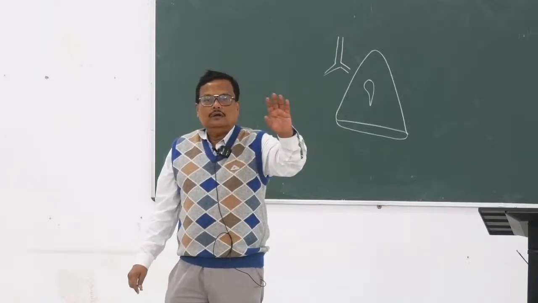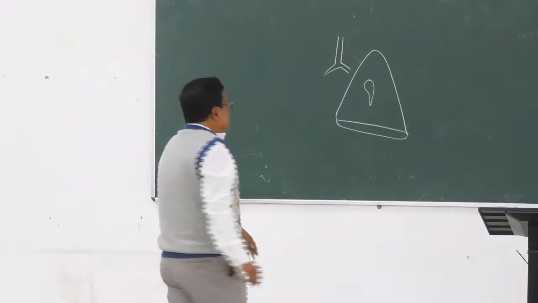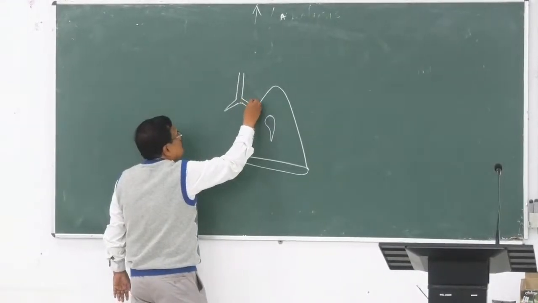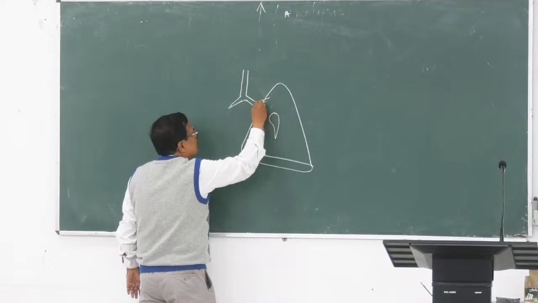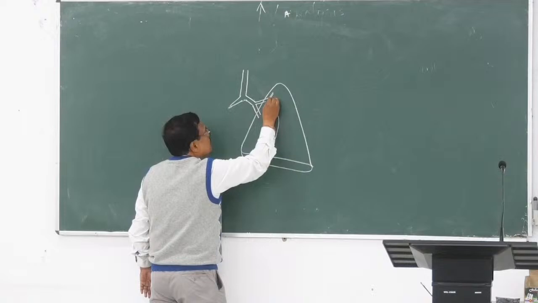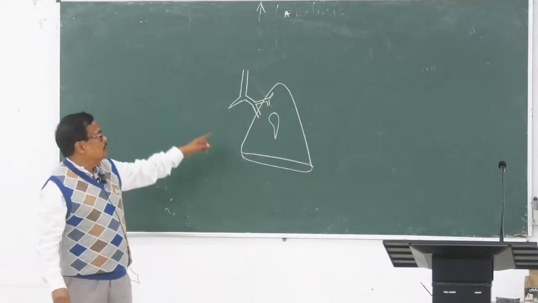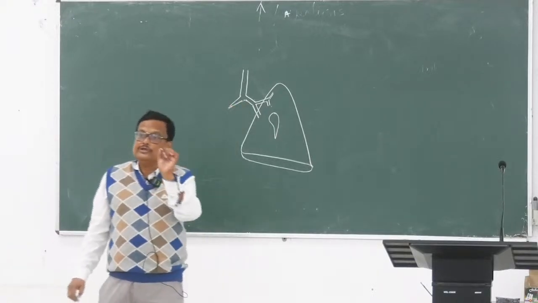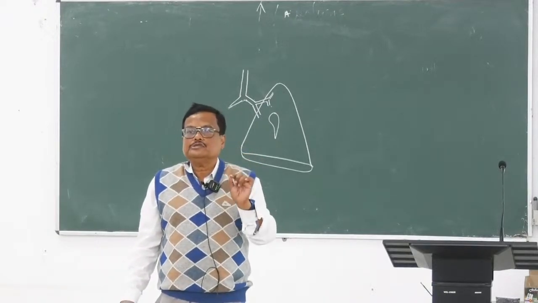So trachea divides into principal bronchus, two primary bronchus or principal bronchus. Suppose it is the left lung, then it divides into secondary bronchus. Secondary bronchus ultimately divide into third degree, the tertiary bronchus. And the number of tertiary bronchus are fixed. How many tertiary bronchus will arise from the secondary bronchus is fixed.